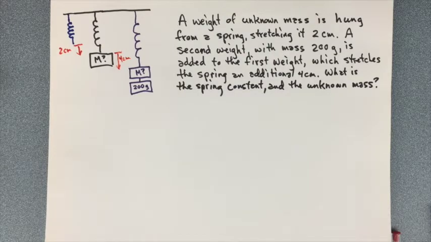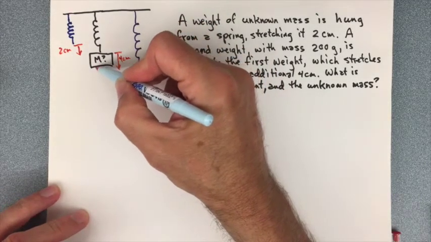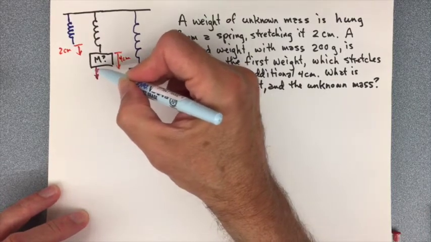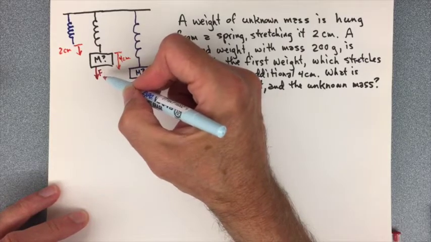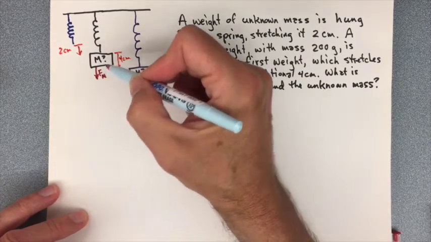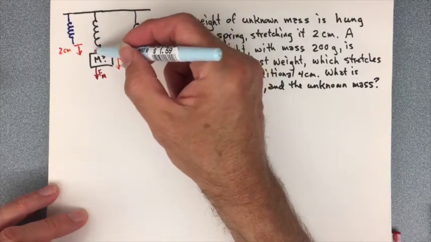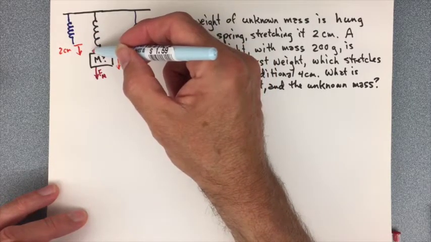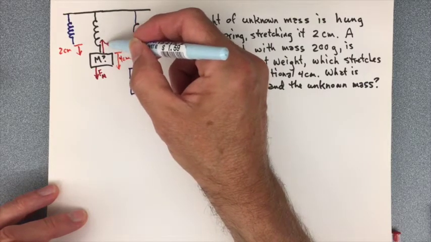It will be helpful here to draw in some of the forces that are acting. We have a force downward, which I will call force subscript capital M, the force of gravity acting on that mass there. And the force acting up on that is the force of the spring as it's stretched in this first configuration, which I'll call F1.